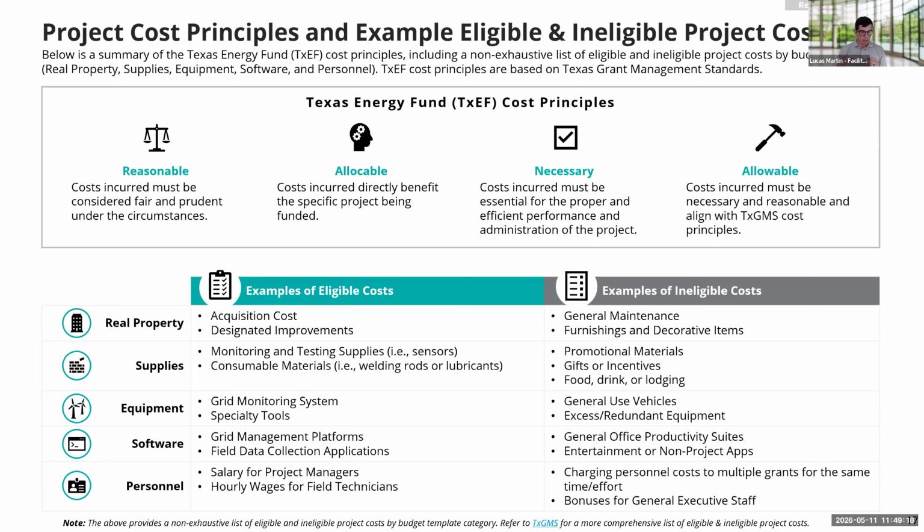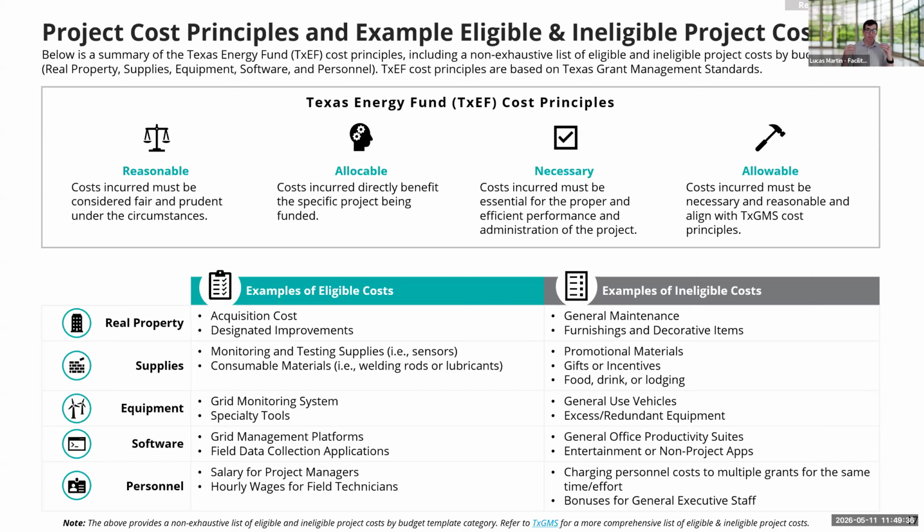However, the charge of the Texas Energy Fund broadly, and the outside of ERCOT program specifically, is to utilize the funds for modernization of infrastructure, weatherization, reliability, resilience enhancements, and then vegetation management.